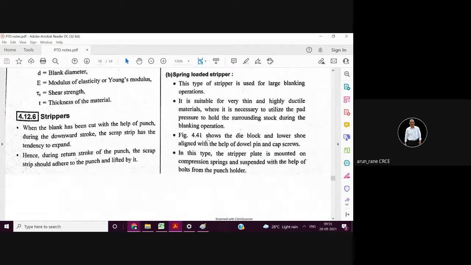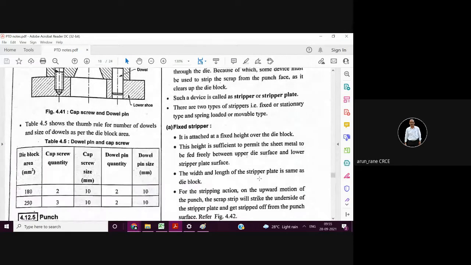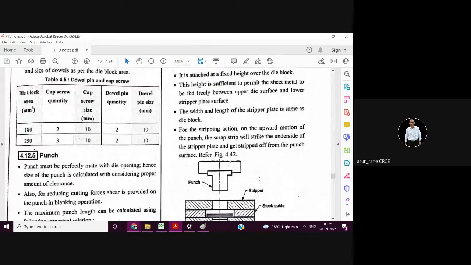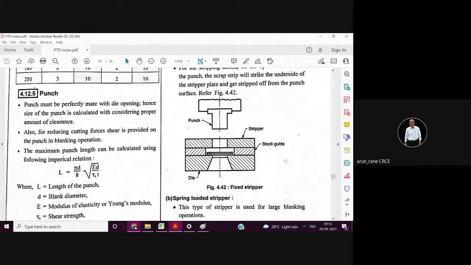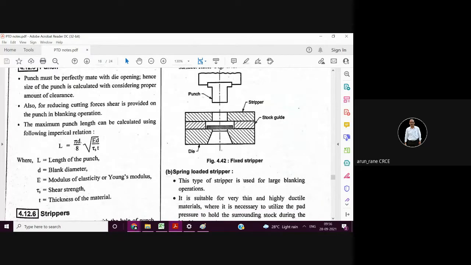In stripper, there are two types. One is fixed stripper. So this is called a fixed stripper. These are the guide plates for guiding the strip. So this stripper is bolted to the die block. That's why it is called a fixed stripper.